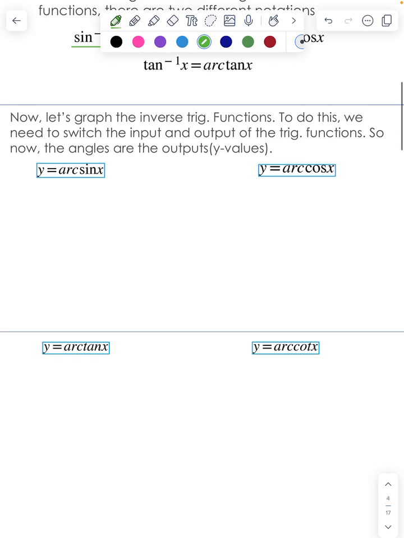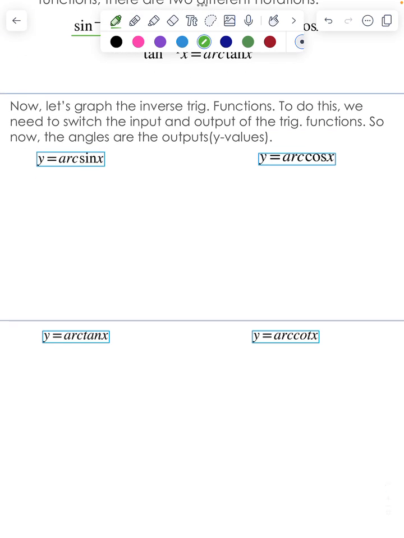Okay, now let's graph these. So to graph these, we're going to switch the x and y values. So I'm going to start with y equals arcsine or inverse sine. So now I'm going to switch the x and y values. Usually x is our angles, but now I'm going to put that under y. And sine starts at 0, 0, 1, 0, negative 1, 0.